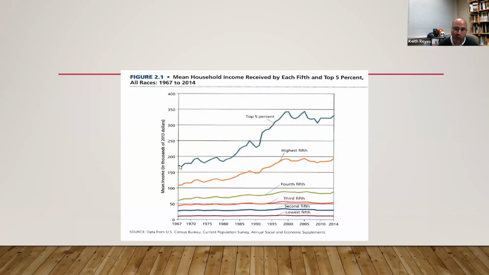But you compare that to the wealthiest 5%, right? So in 1967, the wealthiest 5% were making about $175,000 a year. In 2014, 50 years later, they were making about $325,000. So they saw a 100% increase, right? A conflict theorist would say that's not a coincidence. Who got wealthy during this period of time were the wealthiest people, and who stayed poor were the poorest people, right? So that's kind of conflict theory 101 right there.